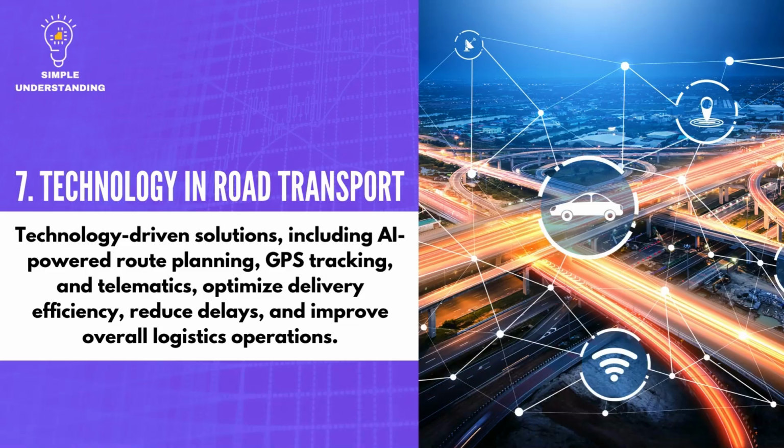7. Technology in road transport. Explanation. Technology-driven solutions, including AI-powered route planning, GPS tracking, and telematics, optimize delivery efficiency, reduce delays, and improve overall logistics operations.